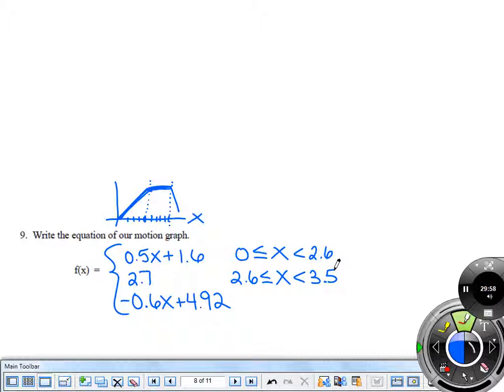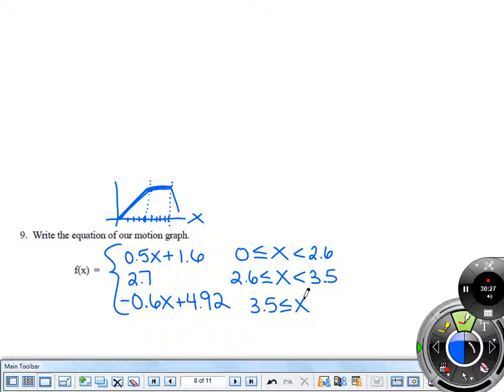So I can only use this equation. He only stood still while time was ticking from 2.6 to 3.5 seconds from when we started, okay? Then he started moving again, so I have to follow this pattern or this equation. Okay? That started at 3.5. So I want x to be more than 3.5 because I want it to go after 3.5. Okay?